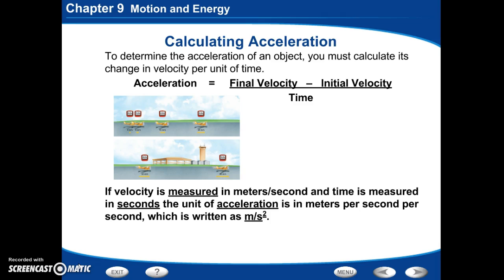So when we calculate acceleration, you are going to take the final velocity, so the speed and direction at which it ends, minus the speed and direction where it started, the initial velocity, all divided by the time. So if velocity is measured in meters per second and time is measured in seconds, the units you're going to have are meters per second per second. And it can also be written right here as meters per second squared. Because remember, up here is meters per second, down here is seconds.